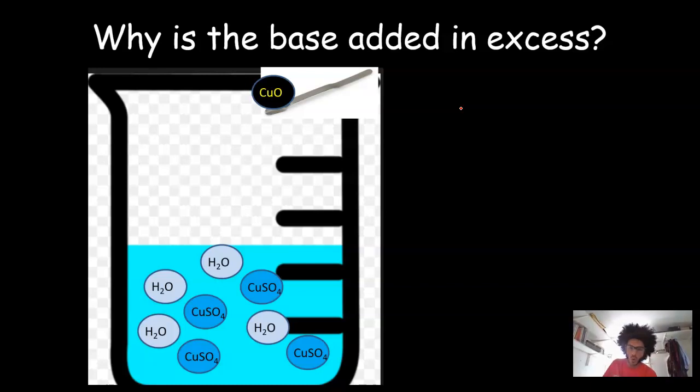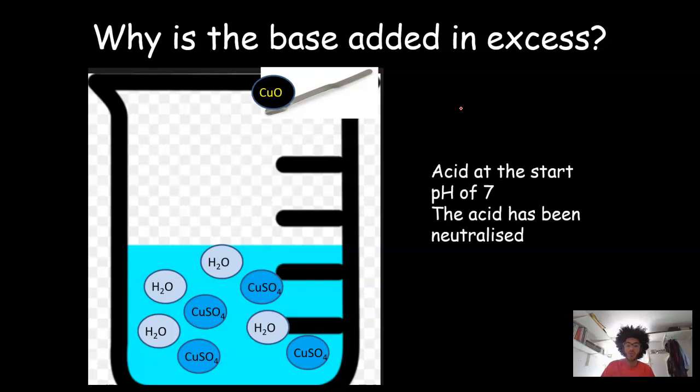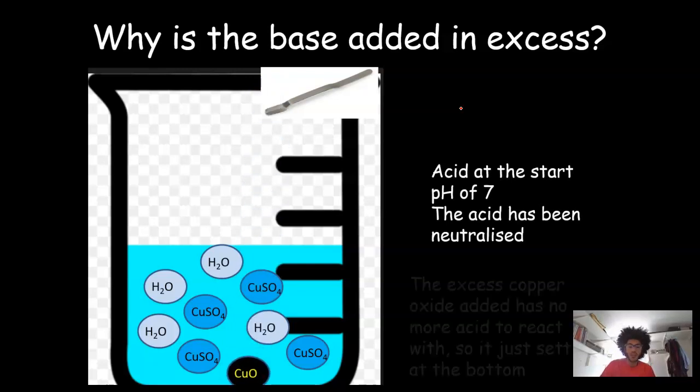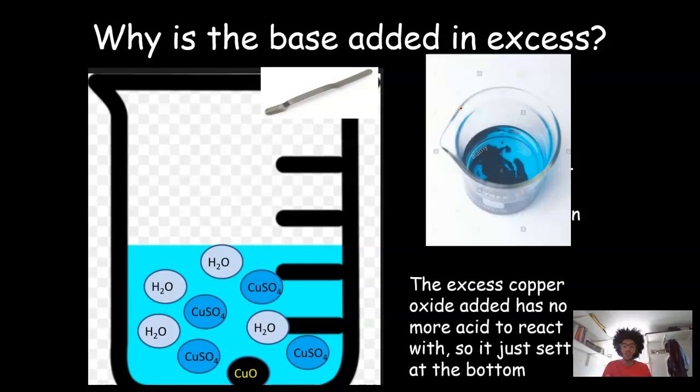But you don't know when all of that acid has reacted because you haven't got an amazing microscope to see when they've all disappeared. So that's why you have to add it in excess. You have to add more copper oxide just to make sure all of the acid has reacted. Now, if you add more copper oxide than you need, it's got no acid to react with. So when that happens, it will simply settle at the bottom rather than react with anything. And that's why when you look inside your beaker, it looks a little bit like this. It's black stuff at the bottom. In this particular reaction, it's the copper oxide. Okay, that is your excess.